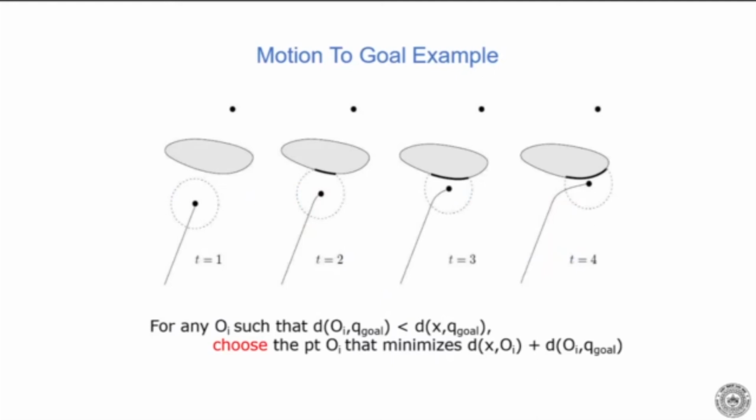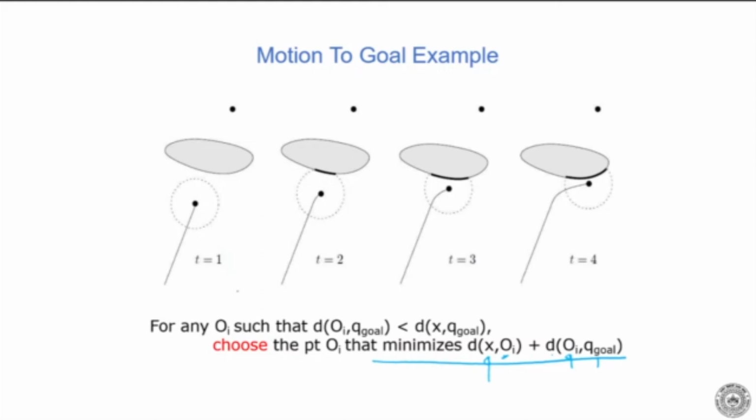Now the motion to goal is basically by executing the bug algorithm and by minimizing this distance, which is giving the distance between the position of the robot at X and the point where it is hitting the obstacle, that is OI, plus the distance between the corresponding point and the goal point. Okay, so it will always try to minimize that, and trying to minimize that, it will move.